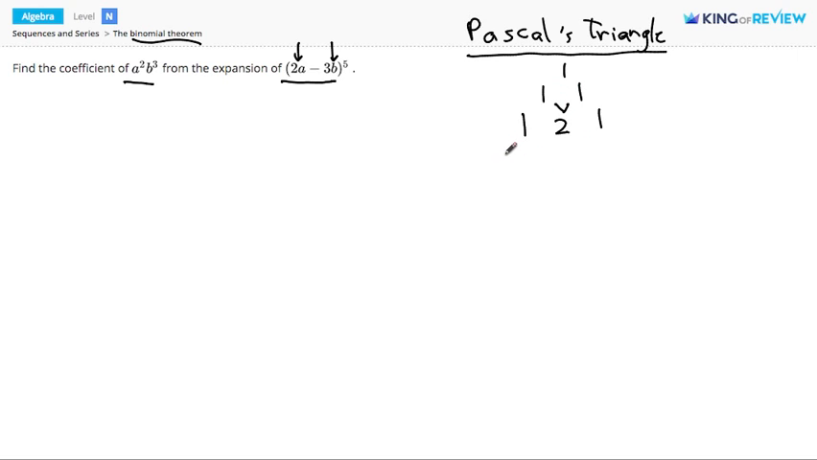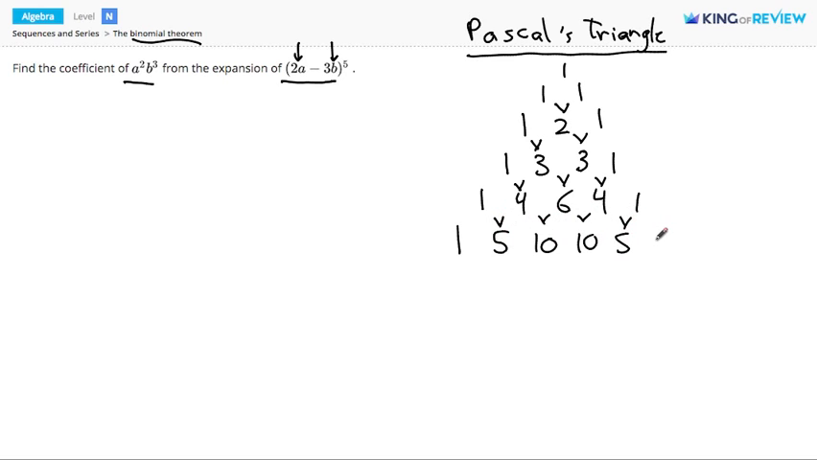We'll do the next row in the same way. Start with a 1, add up: 1 plus 2 is 3, 2 plus 1 is 3, and then we'll end with a 1. On the next row we'll start with a 1 again, 1 plus 3 is 4, 3 plus 3 is 6, 3 plus 1 is 4, and we end with a 1. We could continue like this as long as we wanted. 5, 10, 10, 5, and end with a 1. But that turns out to be all we'll need.